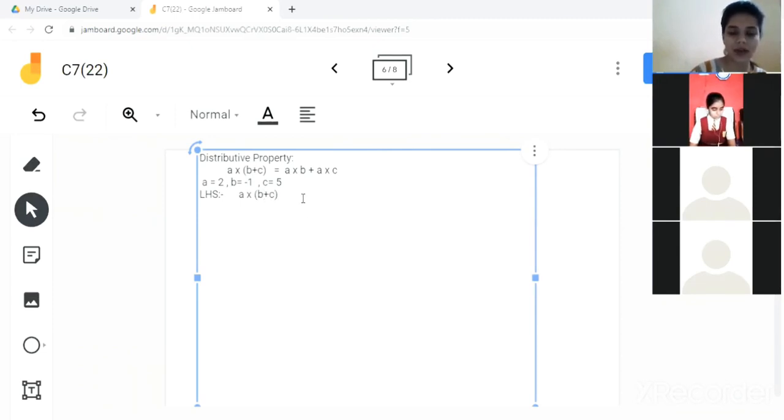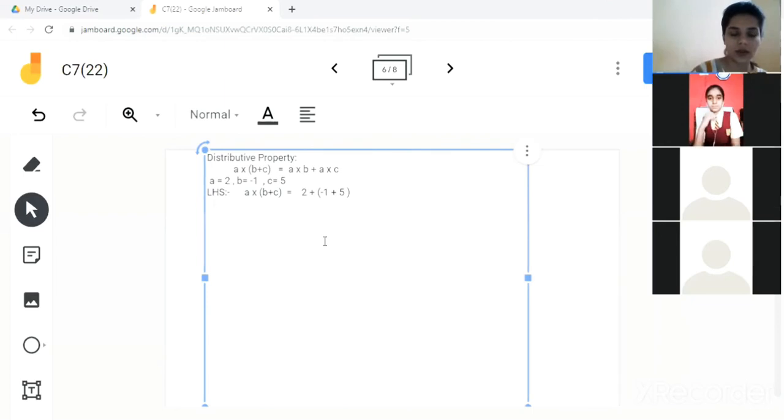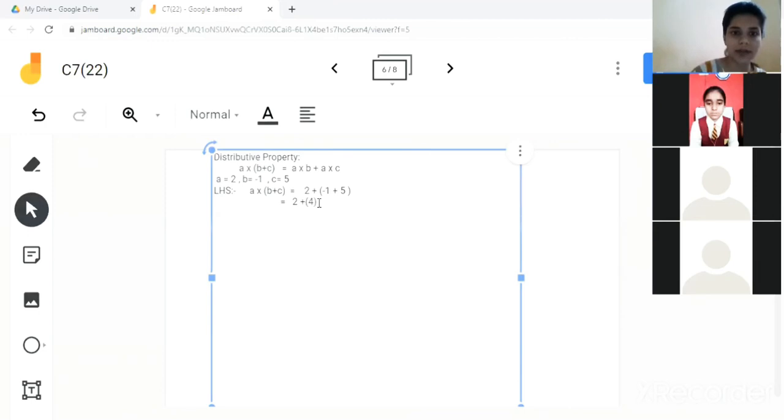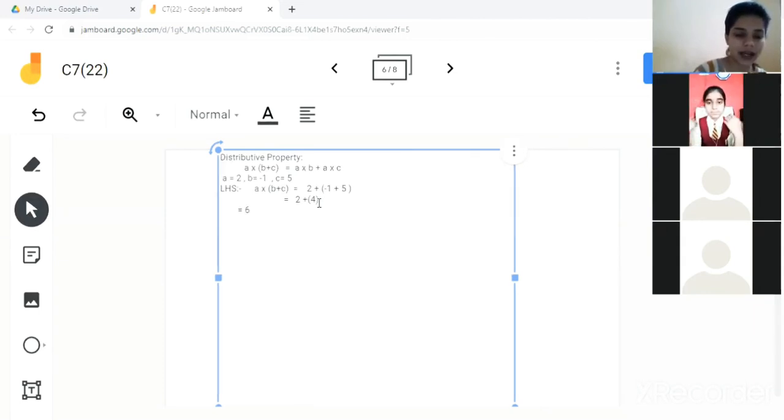So put all the values of a, b and c. So a is 2 multiplied with (b is -1 plus 5). Now, -1 plus 5 is what? Positive, negative is negative. 5 minus 1 is 4. So what will be the answer, children? 4 multiplied by 2 is 8.